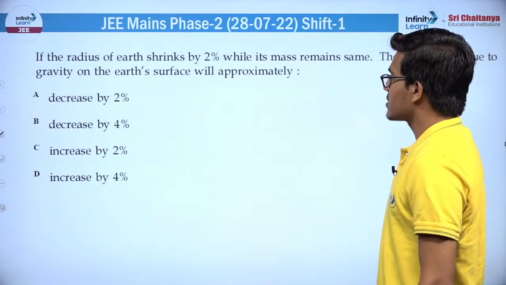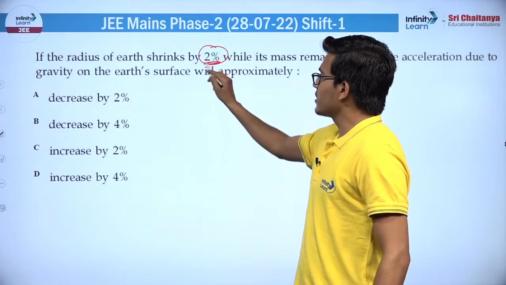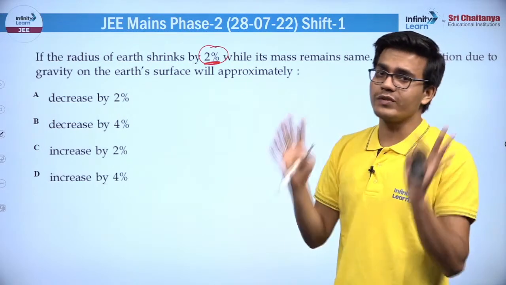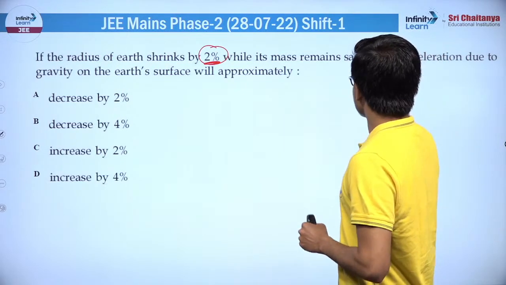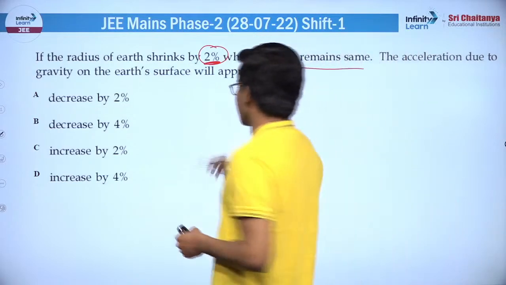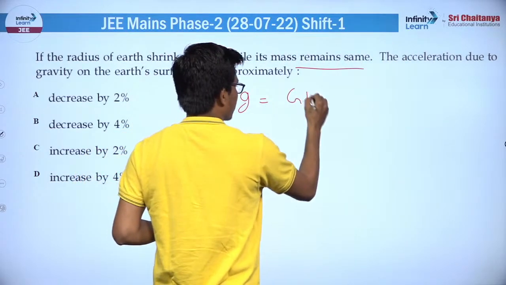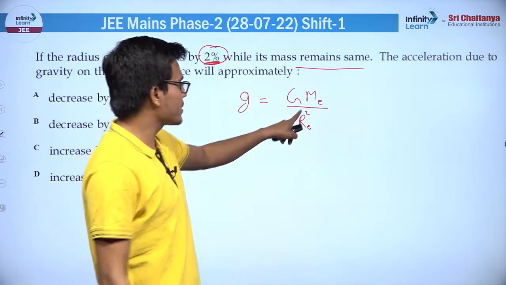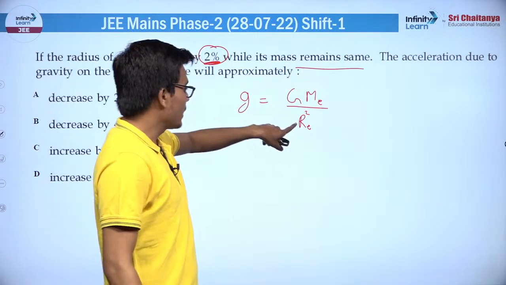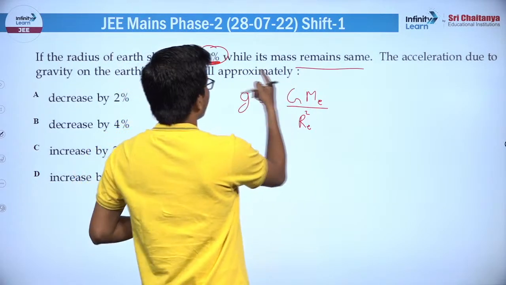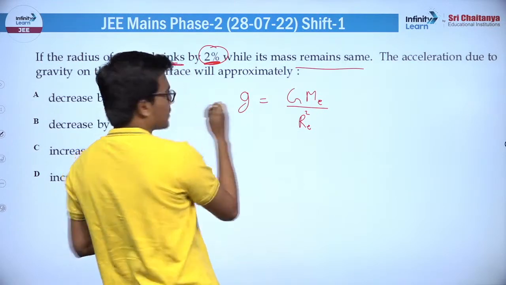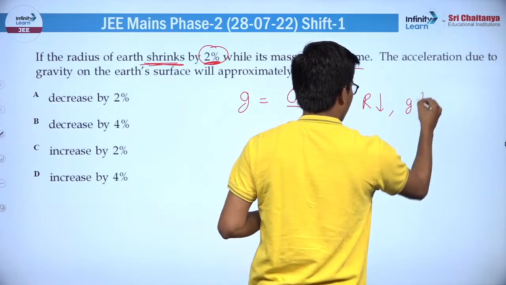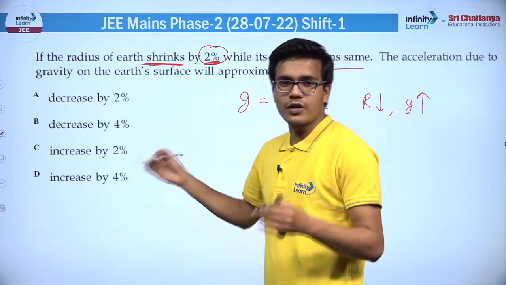If the radius of the earth shrinks by 2%, this is again a very important thing to notice: the percentage change in radius is very small, so we can go with the error analysis formula. Its mass remains the same. Then the acceleration due to gravity. So you know that acceleration due to gravity is given by g equals G times mass of earth upon radius of earth whole square. G is the universal gravitational constant, and mass is given to you as constant. If the radius is changing, definitely if the radius is decreasing, right, earth is shrinking, means radius is decreasing, so g will definitely increase. So the answer could be option C or D.